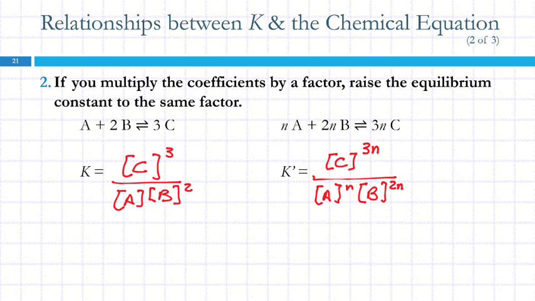That's a little harder to understand. Any questions about that? So we're not going to multiply k by this number. That's what we did with delta H. But it's going to be raised to the power of whatever that factor is. So that tells us that k prime is equal to the original equilibrium constant raised to the n power.